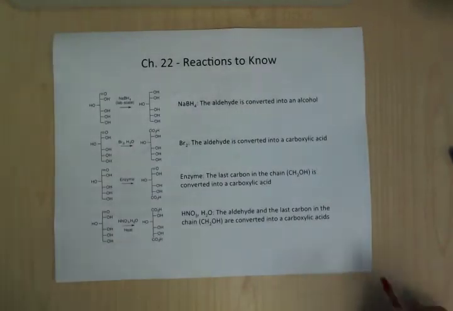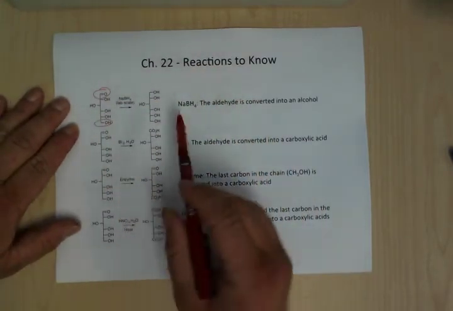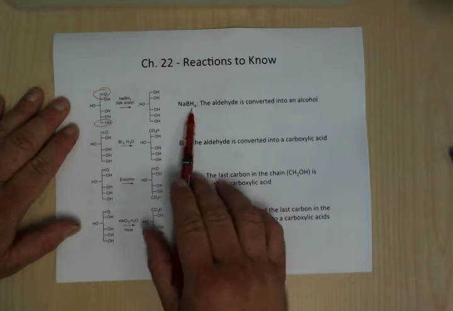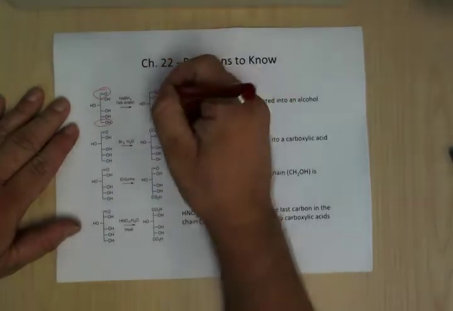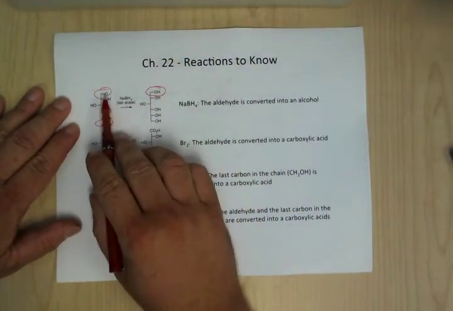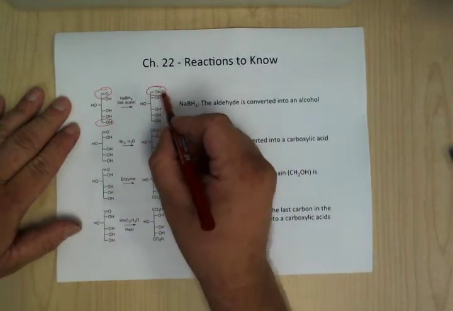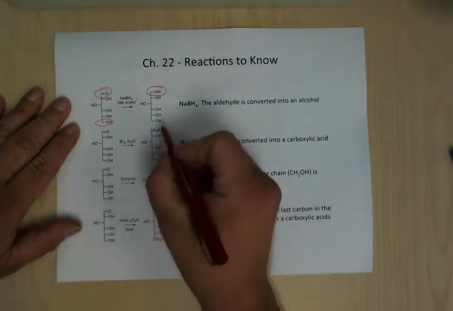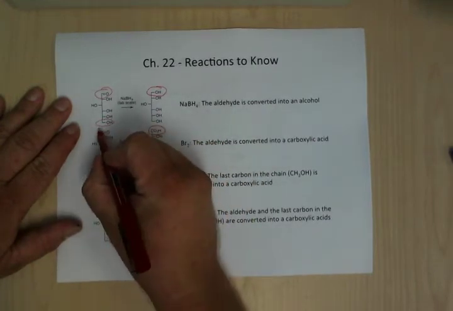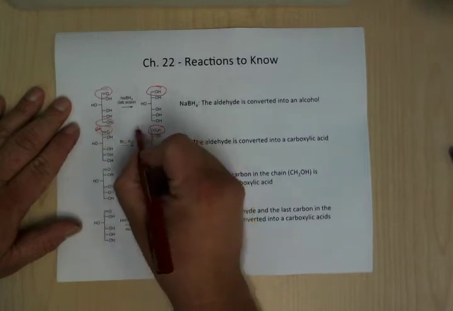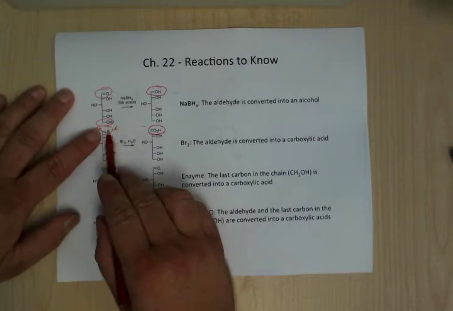Okay. Now there are a couple carbohydrate reactions to know, and they just involve the top and the bottom. With just sodium borohydride, it's just acting here at the top, and it goes from a C double bond O to just a CO single bond, and so you end up with the OH. Bromine oxidation just converts this into a carboxylic acid here. So it just works at the top.